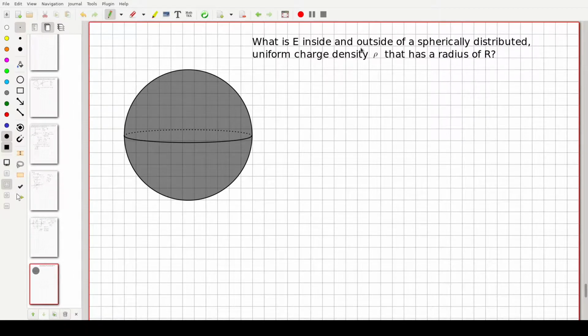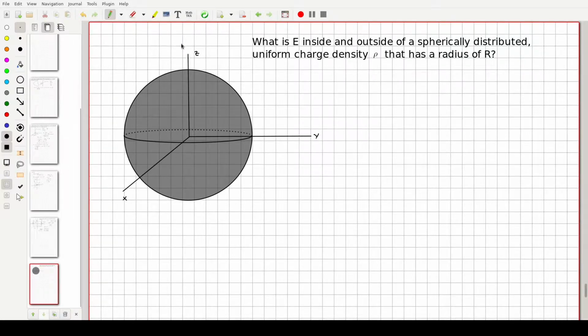What is E inside and outside of a spherically distributed uniform charge density rho that has a radius of R? So here's my charge right here. We're going to do the outside part first because it's actually a relevant result. Let me draw a coordinate system here. This is Z, this is Y, this is X right there. And like I said, we're going to do the outside part first.